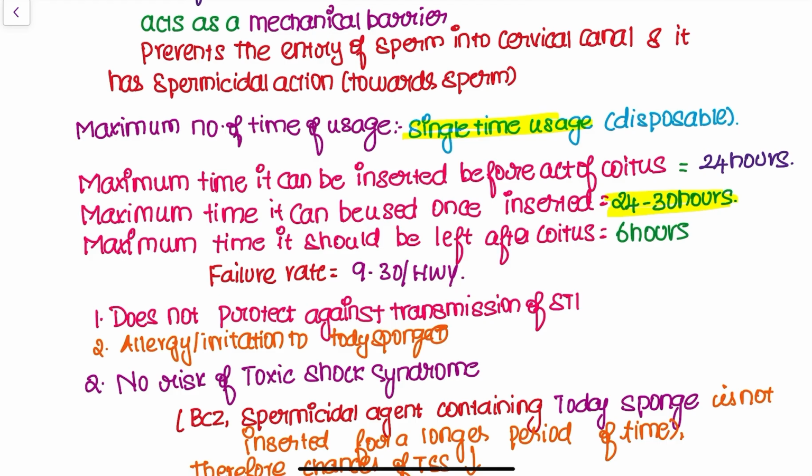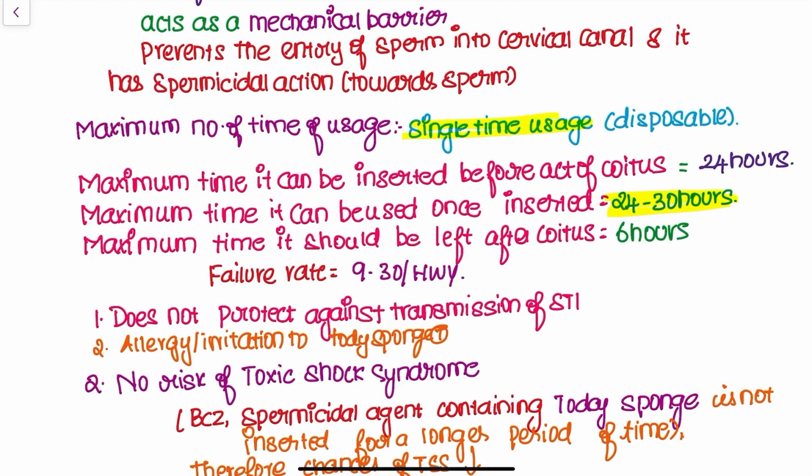But this today's sponge is actually effective for 24 to 30 hours. So after 24 to 30 hours, once inserted, she has to remove it, right? From the time of insertion, the effectiveness of this today's sponge will be calculated. So 24 hours before the act of coitus, she can actually wear this today's sponge.